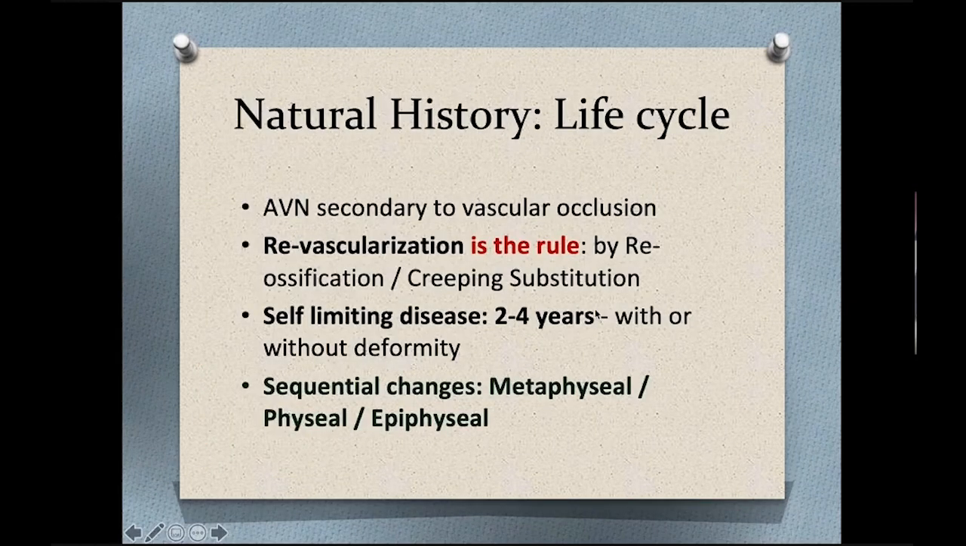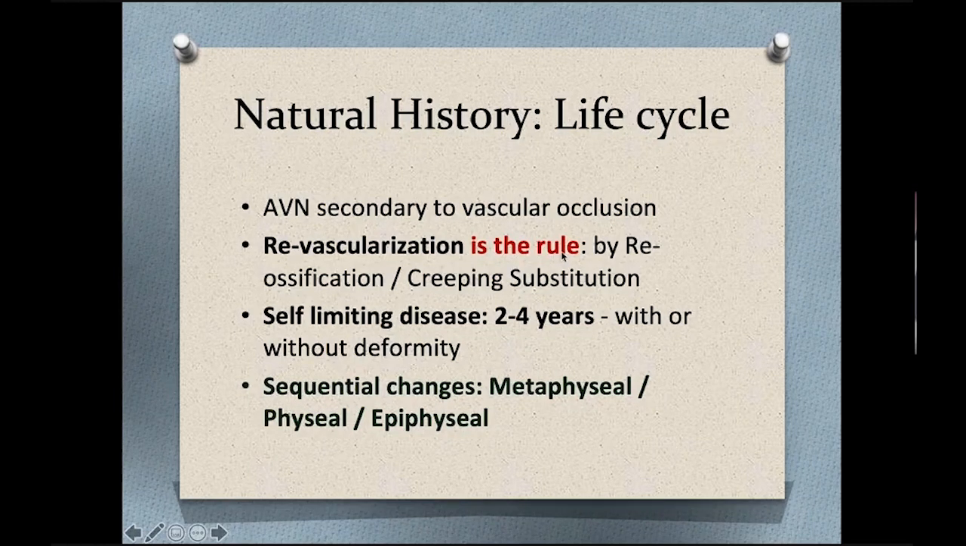Now the lifestyle of Perthes, how it appears and how it ends. Basically, we say it is secondary to vascular occlusion, but it is idiopathic. How it gets the avascular occlusion is not known. We have discussed multiple theories, but it is a self-limiting disease. This disease takes 4 years, and in some children 2 to 4 years, when it significantly ends, and it ultimately produces full recovery. So it is said revascularization is the rule in Perthes because it is a self-limiting disease.